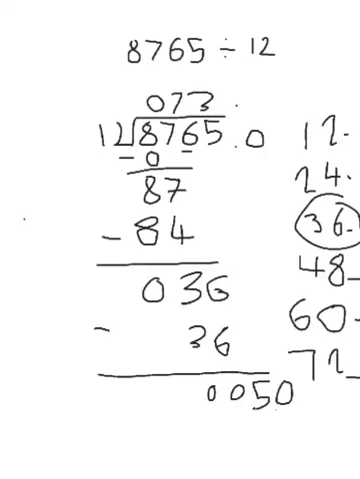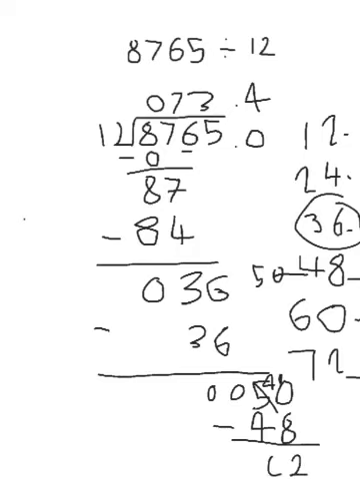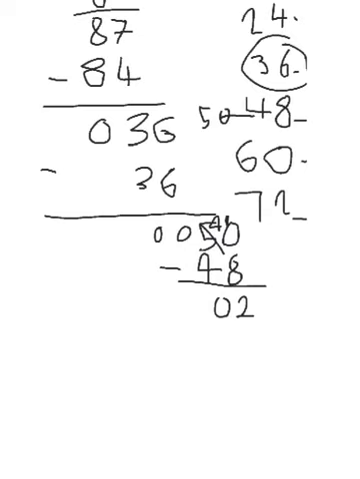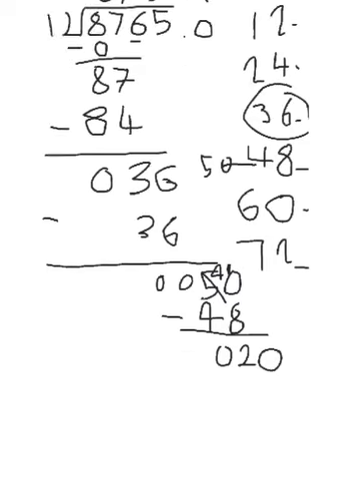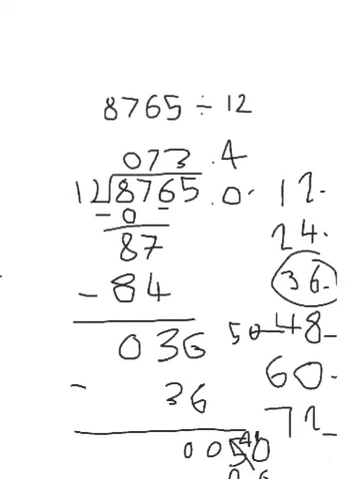So 12 goes into 50, 1, 2, 3, 4 times. We put 50 in between there, and we minus 48. So 0 take away 8 you can't do, so you cross out, and the 5 becomes 4. 10 take away 8 is 2, and 4 take away 4 is 0. Now you bring down the 0 and put another 0 here.